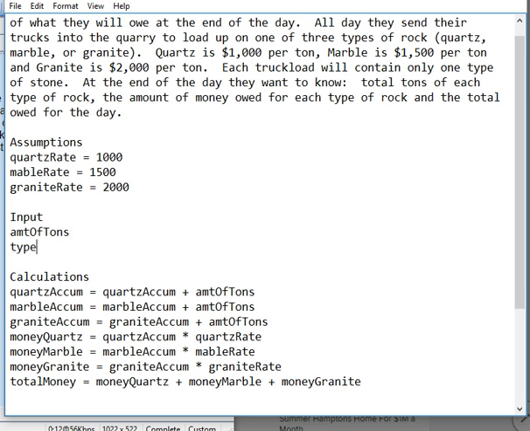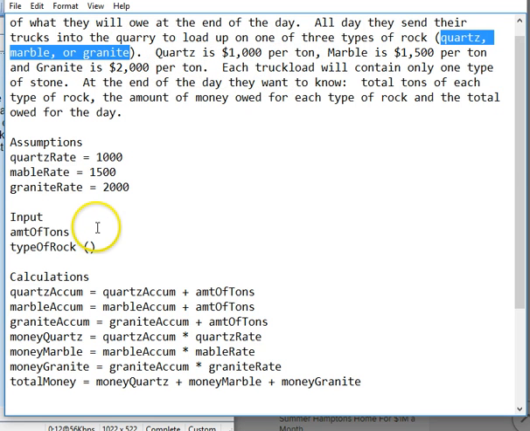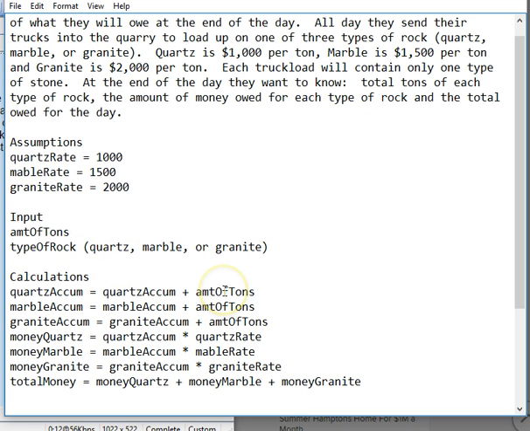And then we're also going to need to know the type of rock. And the type of rock is going to be quartz, marble, or granite. So we can see that in each of these we're going to be adding the amount of tons, but I don't want to add the amount of tons every time to the accumulator. I only want to add this amount of tons when it's quartz. So it means we're going to have to make some decisions.